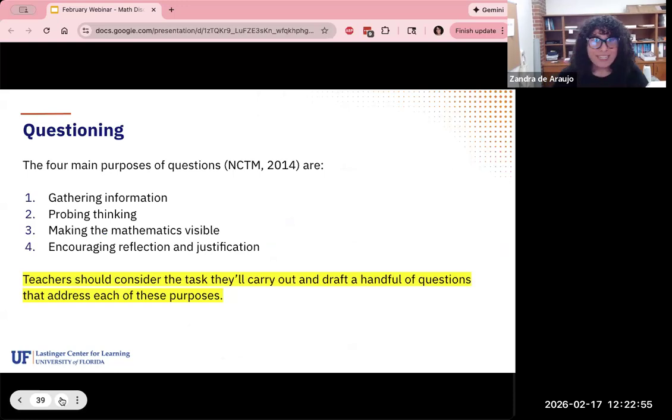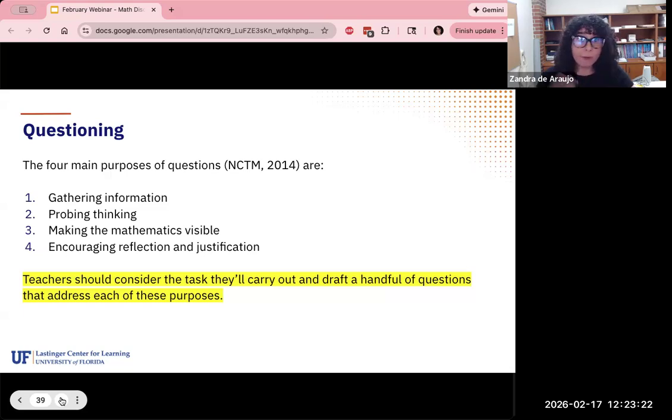Okay. Questioning. So, what precipitates all these math talk moves and the discussion is how the teacher is questioning the students, because usually a lot of the conversation is starting with the teacher. I'm posing a question, I'm asking students for input, etc. So, why do we pose questions? NCTM, the National Council of Teachers of Mathematics, kind of summarized 4 main purposes of questions.